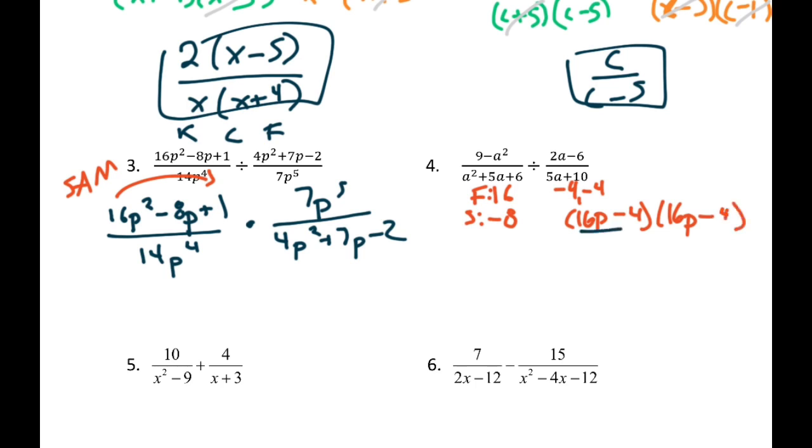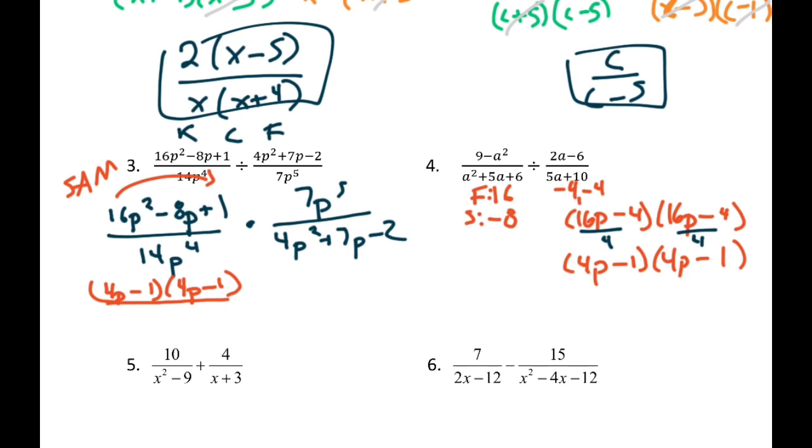So this would be 16p minus 4 and 16p minus 4. And then I can reduce each of these by 4. So the top left will factor into a 4p minus 1 times a 4p minus 1. The denominator doesn't change, the 14p to the 4th. I can't reduce that. And let's see. On the right side, this top does not change, so that 7p to the 5th isn't factorable, so it stays.